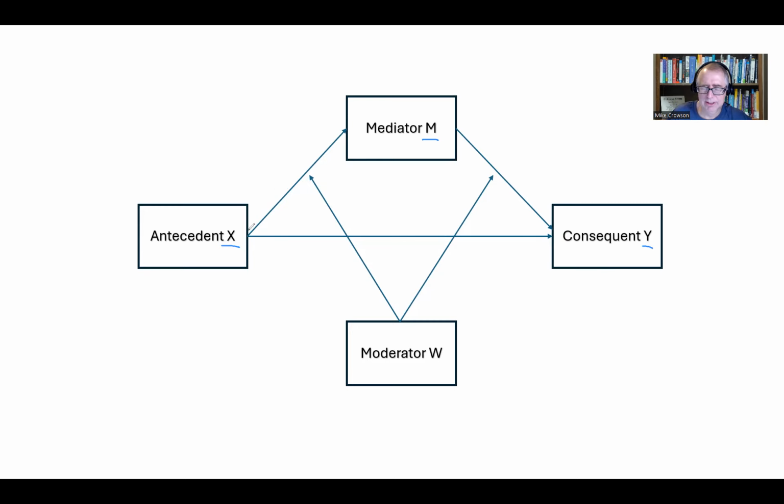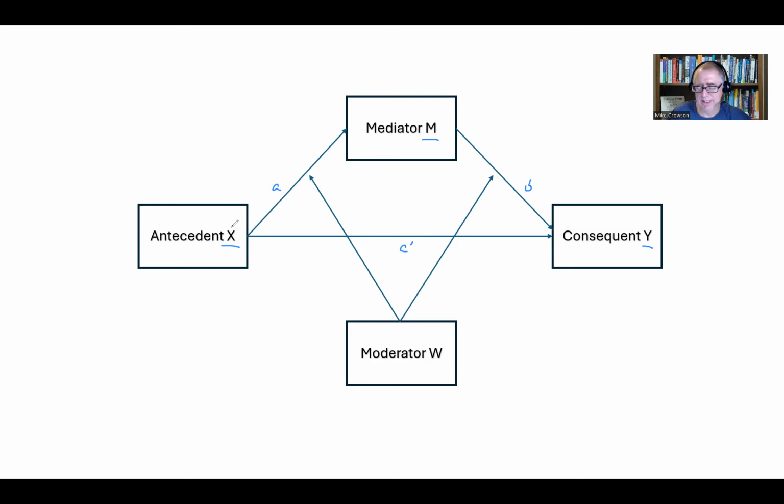You'll see that we have an arrow pointing from the antecedent to the mediator. We'll denote that as path A. Then we have an arrow pointing from the mediator to the consequent. That is path B. And then we have an arrow from the antecedent to the consequent, which we'll denote as path C prime. Each of those paths are direct effects within the model, proposed effects of one variable on another. Again, we have paths A, B, and C prime.